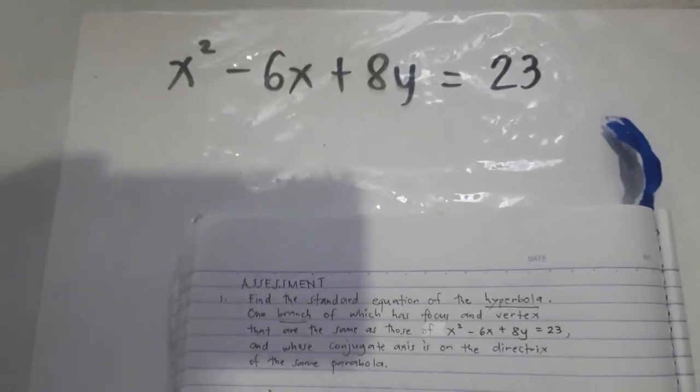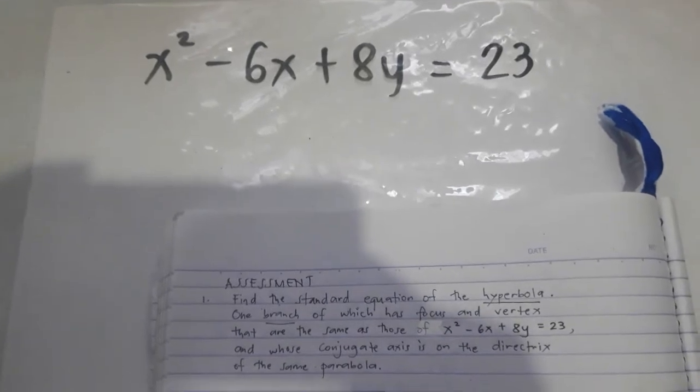Alright, so for assessment, problem number 1: find the standard equation of the hyperbola, one branch of which has focus and vertex that are the same as those of x squared minus 6x plus 8y equals 23, and whose conjugate axis is on the directrix of the same parabola.